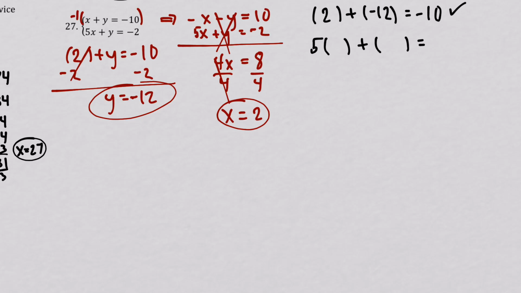Plus y equals negative 2. Plug in 2 for x, negative 12 for y, and you get 10 minus 12 equals negative 2. And negative 2, not negative 12. Let's fix that right there. 10 minus 12 equals negative 2, and that is also true. Therefore, my solution is correct.